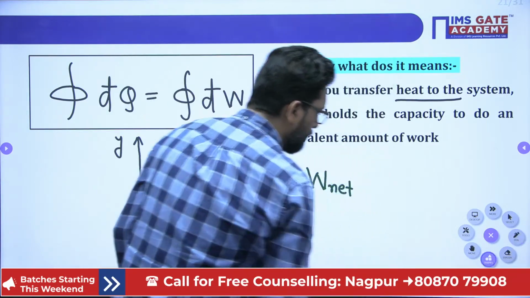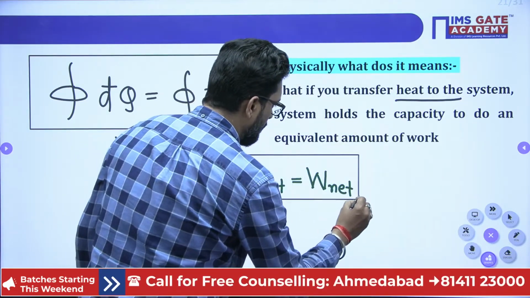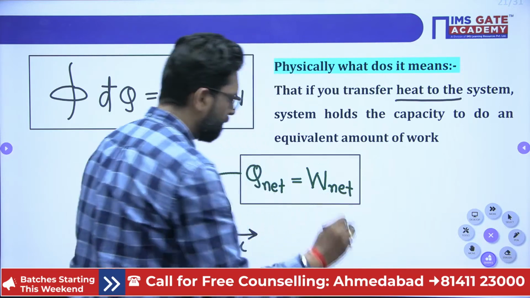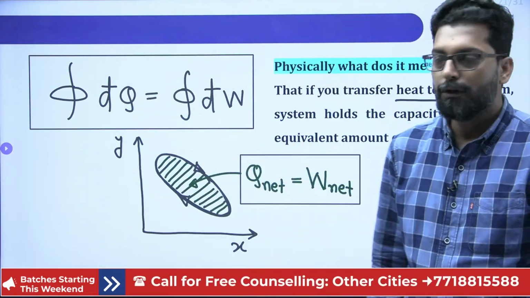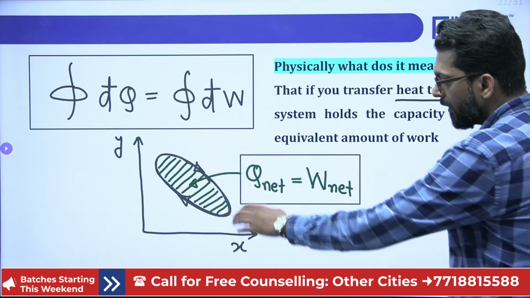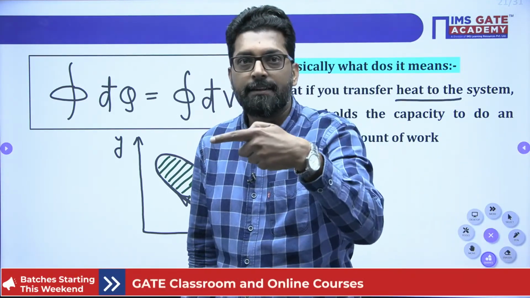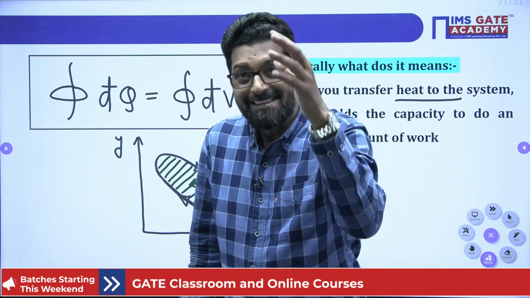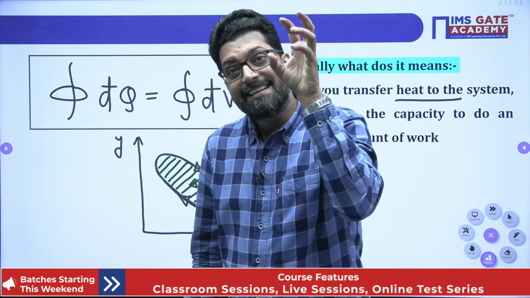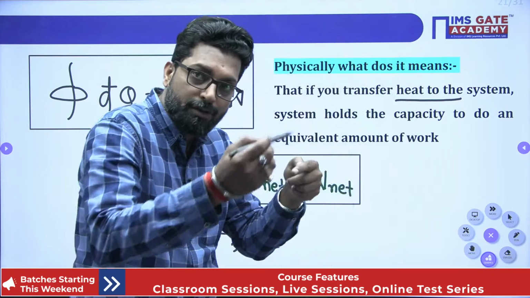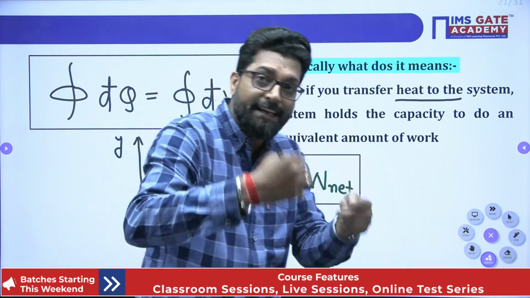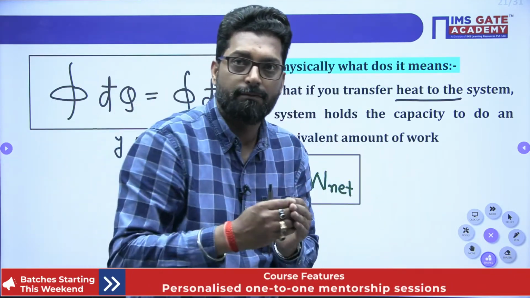Q net is equal to W net. This is also important. Okay. So, if there is a cyclic process, in that cycle, the area is the same. Why? Because in the cyclic process, heat transfer is equal to work transfer.